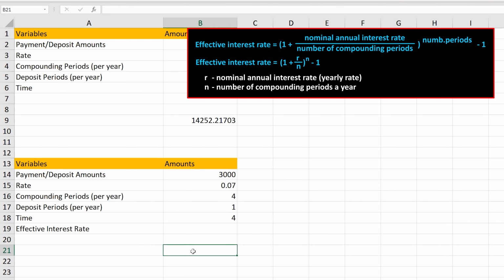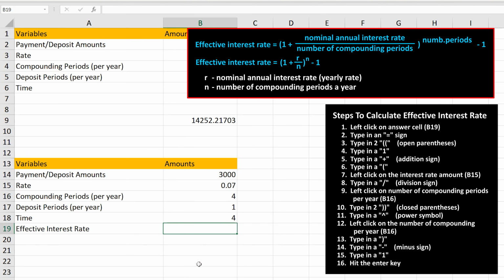Here is the formula to calculate the effective interest rate with all of the variables listed. We're going to enter this formula into cell B19. So we left-click on cell B19. Next, we type in an equal sign, followed by 2 open parentheses. From here, we type in a 1, followed by an addition sign, then another open parentheses.